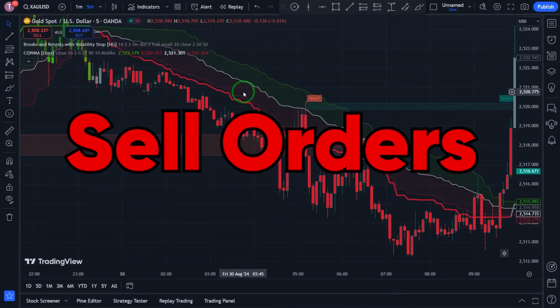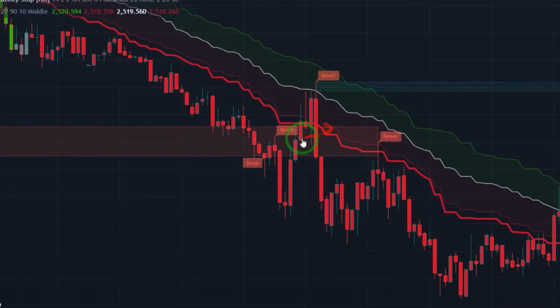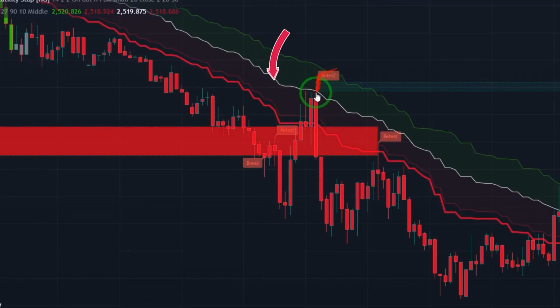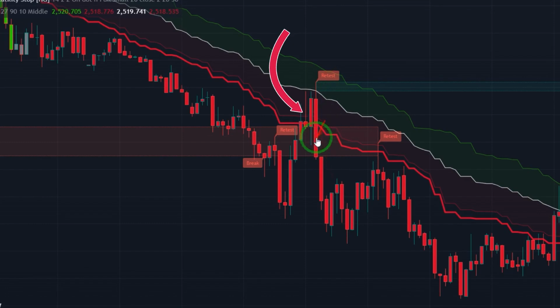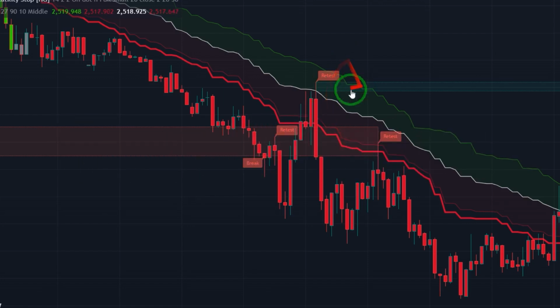For sell orders, we first need to ensure that we are in a downtrend. After that, we should look for a point where a support level has been broken downwards, creating a bearish break signal for us. As I mentioned, we have two choices for entering the trade here. One is to enter upon seeing the break signal, and the other is to enter upon seeing the retest signal.